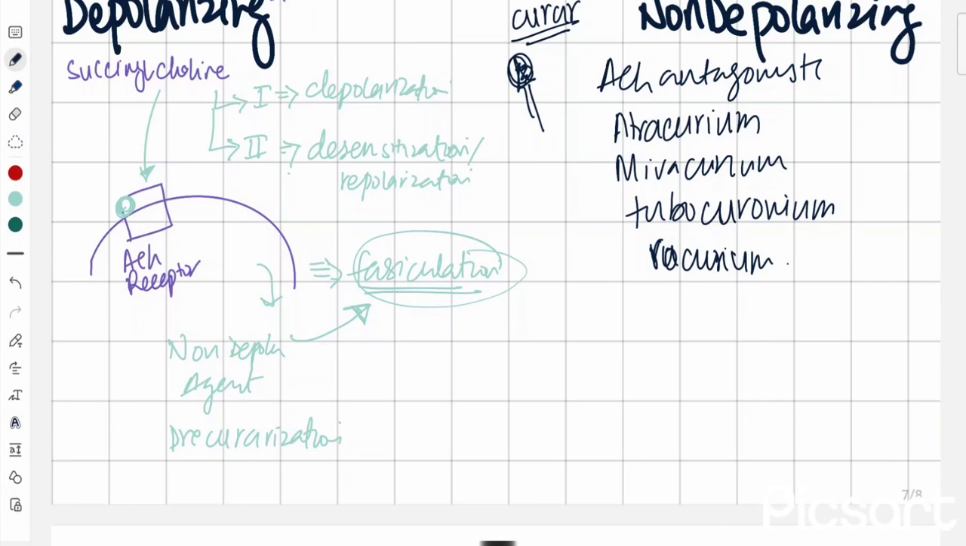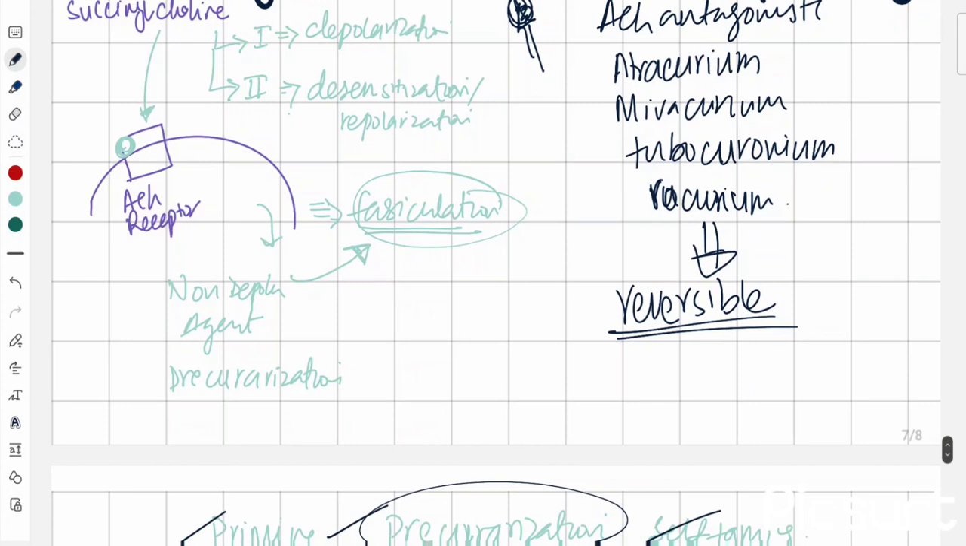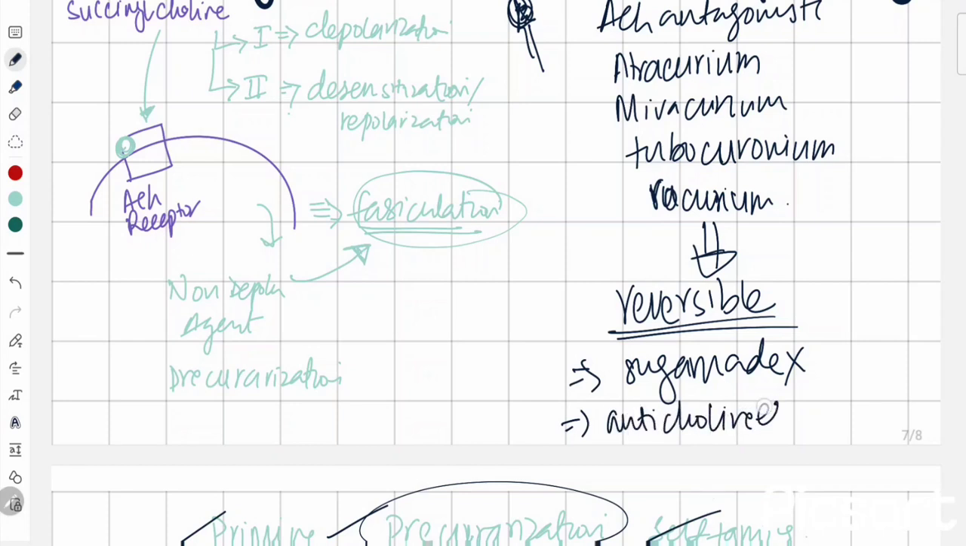Now, for the non-depolarizing drugs, an important concept is reversal of blockade, because they are true antagonists and we need to reverse that as well, because of course nobody likes to be paralyzed. So we have sugammadex. Let me check the spelling. Yeah, sugammadex. Or we can also give anticholinesterases.